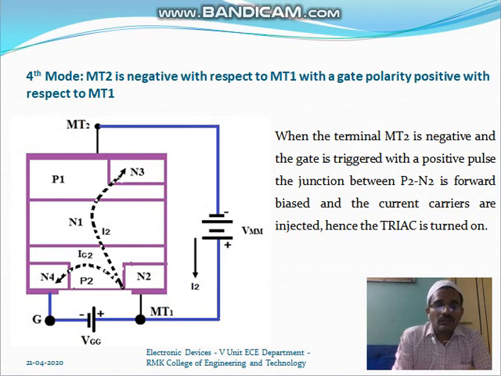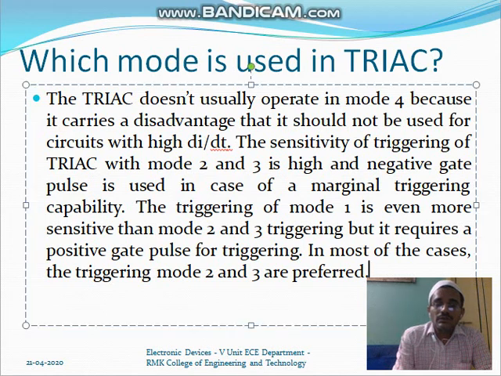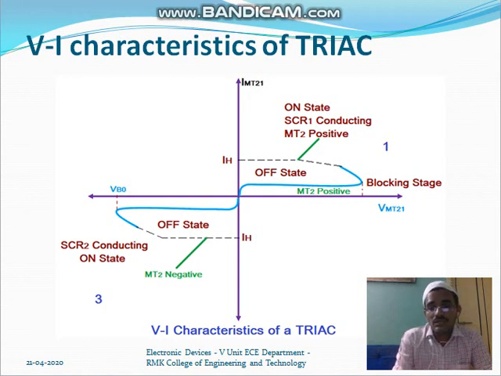And then which mode is to be used? In order to use the TRIAC, we can see that the second mode and the third mode can be better used for its operation. And then the VI characteristics of the TRIAC will be similar to the DIAC VI characteristic, in that it will have the blocking state and the conducting state.